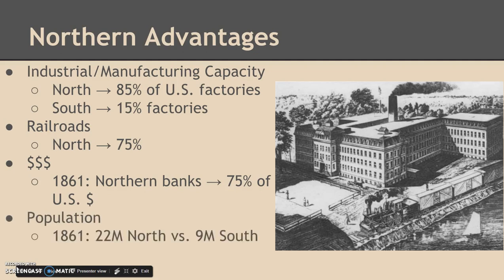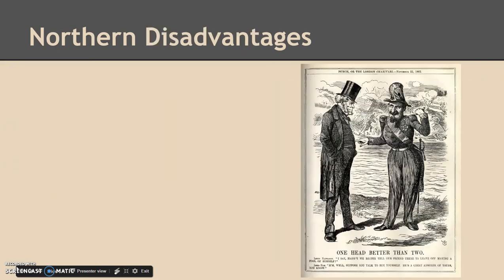And then, of course, the population advantage. In 1861, there were 22 million Northerners versus 9 million Southerners, and approximately 4 million of those 9 million Southerners were slaves. So it's going to be a huge population advantage for the North.